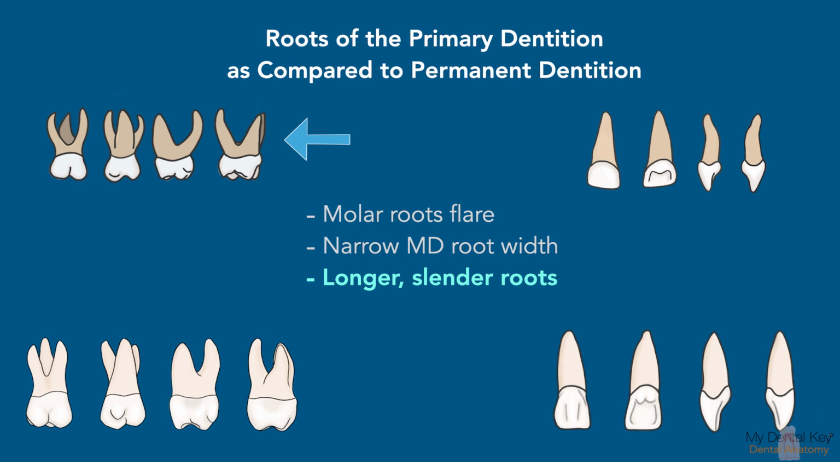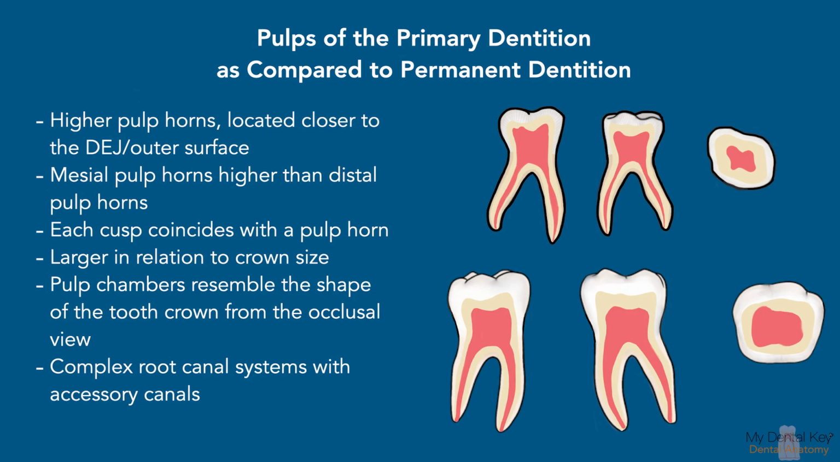Primary molars also have roots that are more slender and longer than the permanent molar roots. The roots of the primary molars flare out more to accommodate the crowns of the permanent premolars. In the primary dentition, pulp horns are present under each cusp of the primary molars, and pulp horns are typically very close to the occlusal surface. Mesial pulp horns are typically higher than the distal pulp horns.